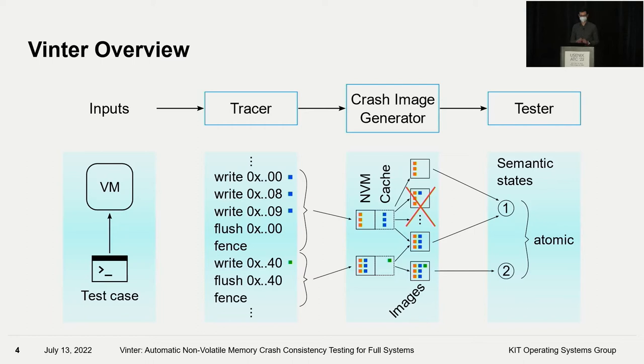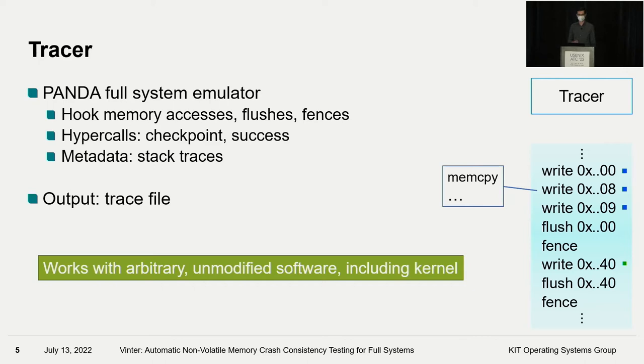I now want to talk about each of these components with a bit more detail, starting with the tracer. We built the tracer on the Panda full system emulator, which uses binary translation. And as part of the translation, it can hook arbitrary instructions, which we use to trace memory accesses, as well as all instructions that perform cache flushes and memory fences. We also implement hypercalls to signal where a test case starts and ends within the trace, so that we can specifically look into that part of the trace for detecting bugs.